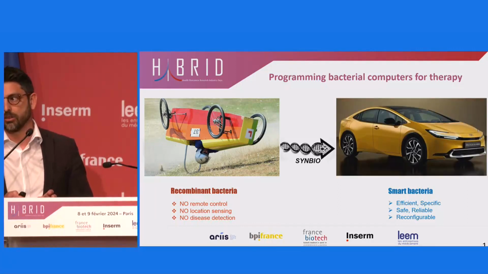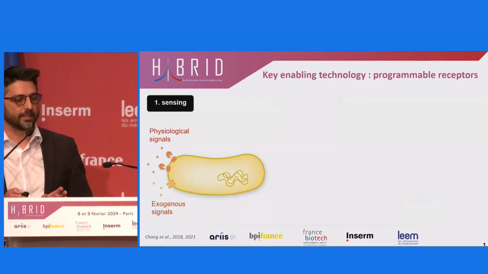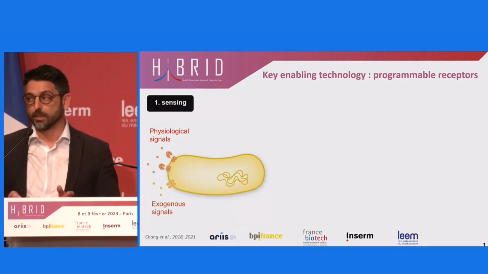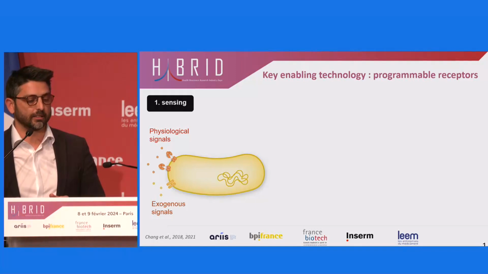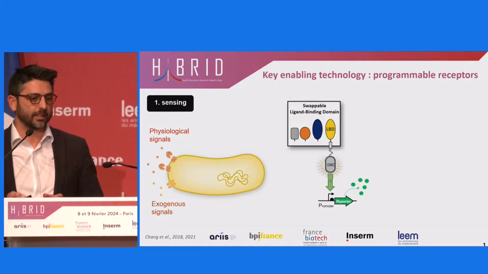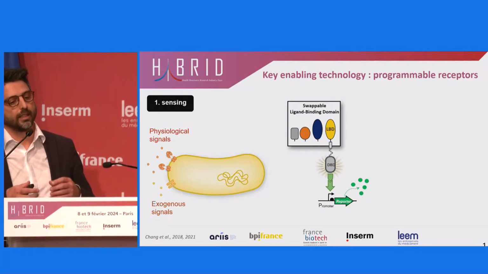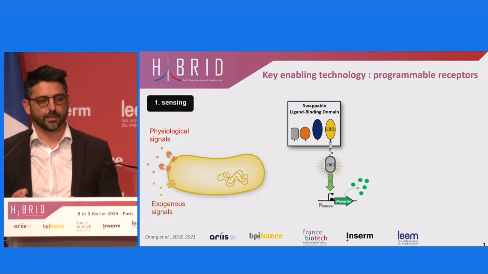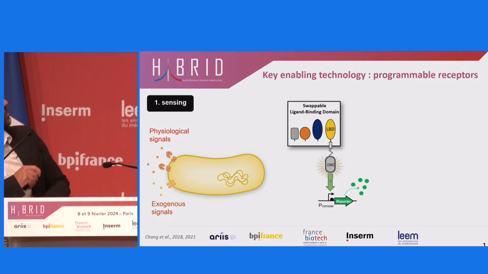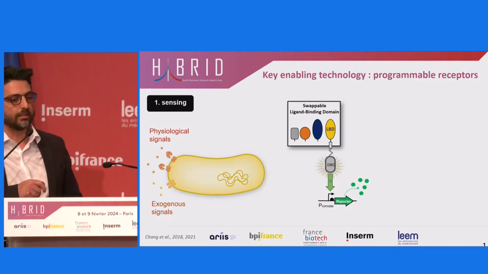All right, so what are we doing? First, to engineer sensing, we engineer receptors that can detect different signals. And here we use a synthetic receptor platform, which is modular, in which a DNA binding domain activates transcription. And so the idea here, which is important, is to be able to exchange the ligand binding domain only to detect new ligands.